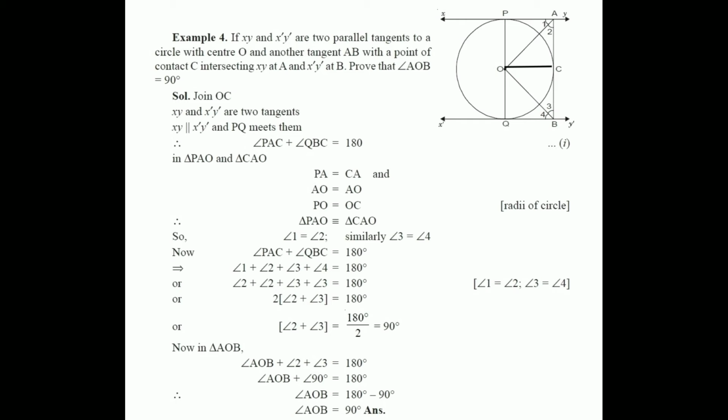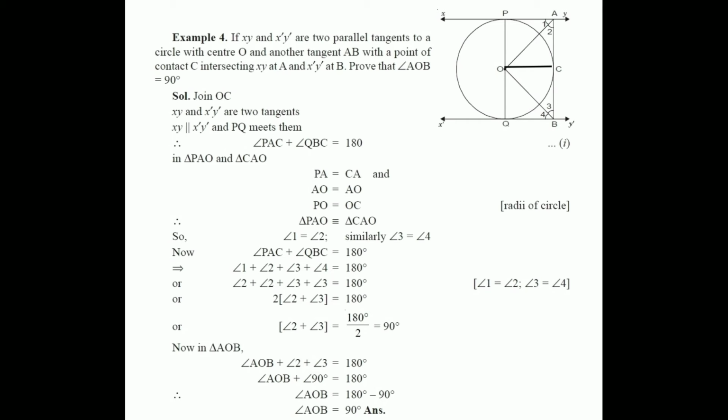Therefore, we have 2 times angle 2 and 2 times angle 3. Their total sum is equal to 180 degrees. Taking 2 common outside the bracket, we get 2 times the bracket angle 2 plus angle 3 is equal to 180 degrees, and from here we take the 2 to the other side, to the side of 180 degrees, and we get the sum angle 2 plus angle 3 is equal to 90 degrees.